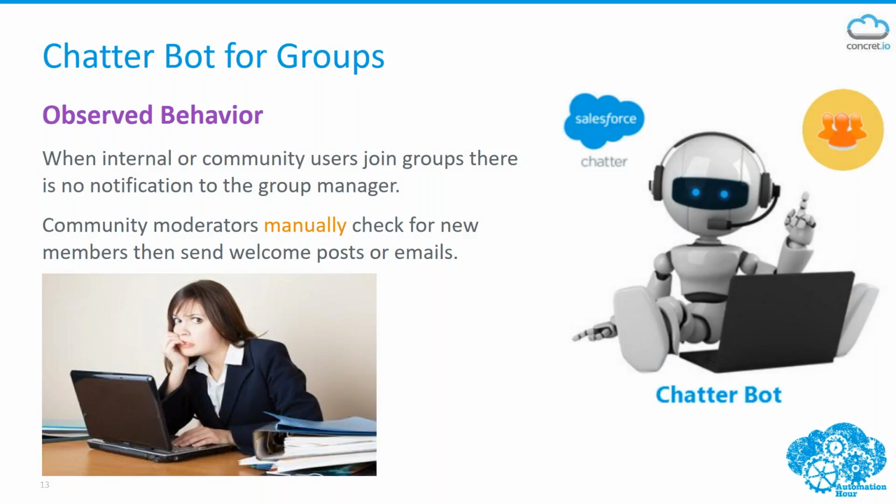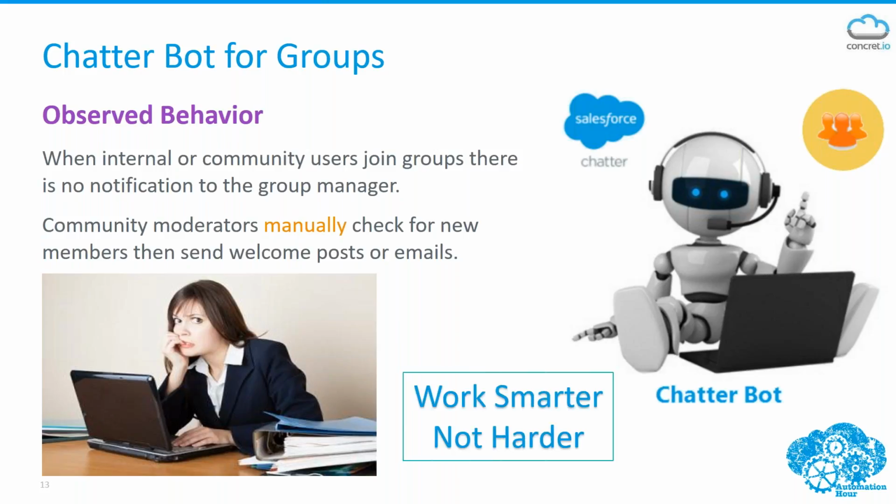The next solution of automation is taking actions for Chatterbot with groups. So what we're observing is that we have some community moderators or just group managers, and they have to keep up with when people are joining their group. And we might want these groups to be high touch. We want to proactively welcome the members when they join, perhaps send them a Chatter message or an email, or take some other action. We might even be interested in taking action when someone leaves a group. But at the moment, this is all being done manually. And we want our teams to work smarter, not harder. So where we can automate, we want to.